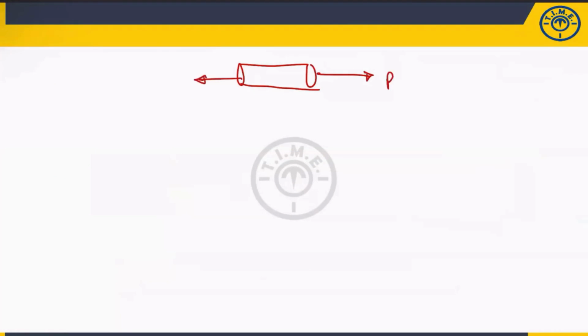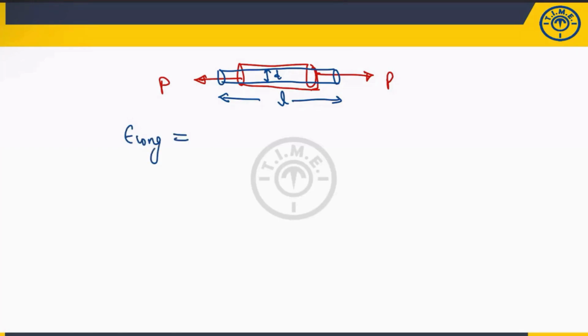Okay, I will explain the longitudinal and lateral also. Let us suppose this is the load. If you are applying the load, what will happen? This rod will elongate. The length value will increase. The diameter is decreasing. So the strain which is developed in the direction of load is called the longitudinal strain.